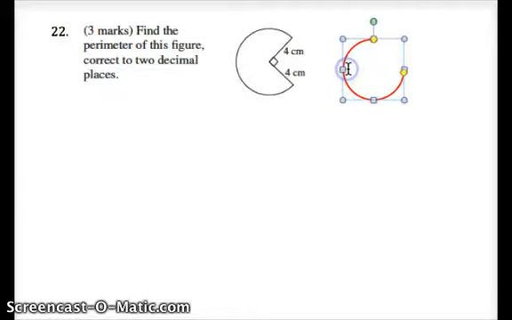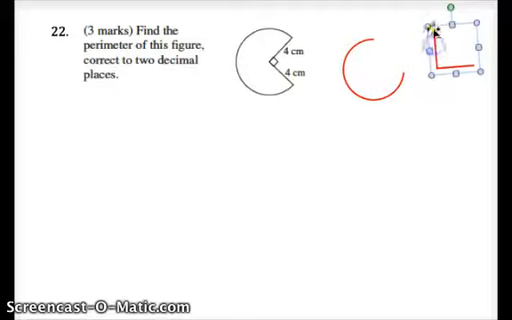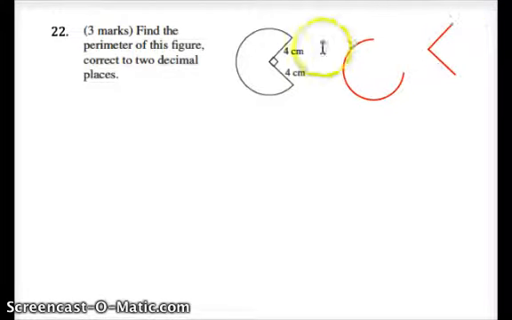We need to work out the curved bit, which we've got there. And we've also got these two straight line bits, which I'll just draw here. Mine aren't drawn exactly the same way, but we get the idea. Okay, so we've got the curved bit, which is 3/4 of a circle, and the 2 straight line bits.